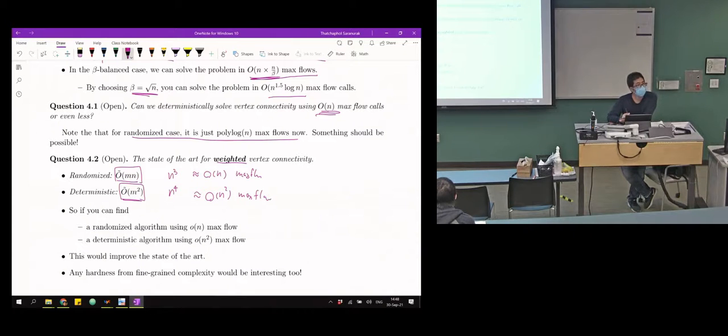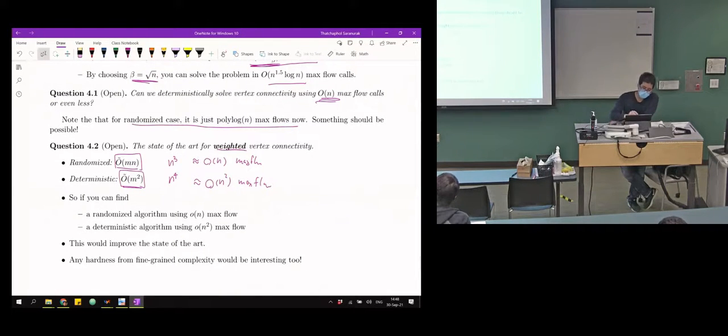Are those max flows possible? Just regular? It's just about max flow, just capacitated max flow. So each node has some capacity, corresponding to the weights. Yeah, right.